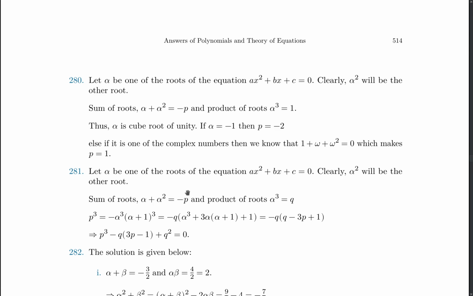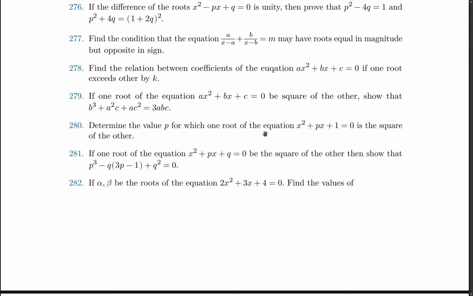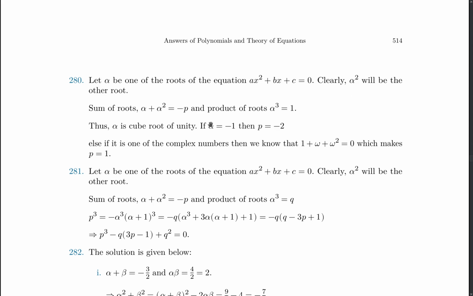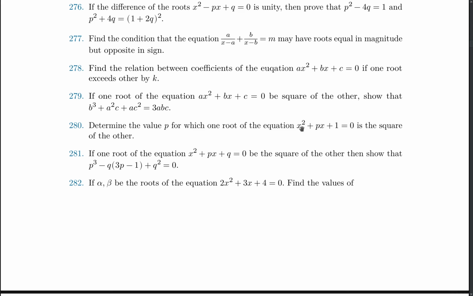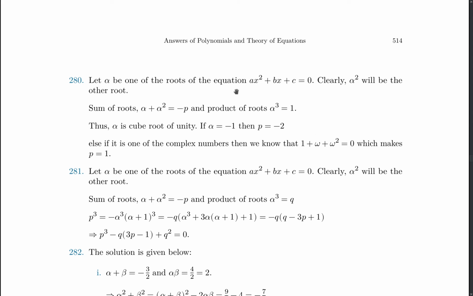Sorry, I'm reading the wrong question. 281 is this. So alpha plus alpha square would be minus p and alpha cube would be 1. Okay, this equation. And this equation is again wrong. This is not x square plus bx plus c. This is x square plus px plus 1.